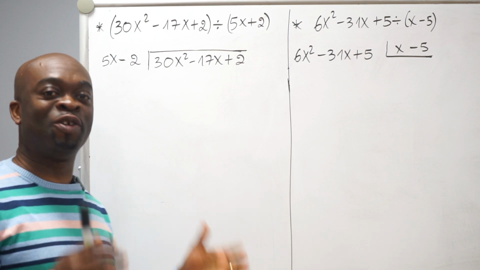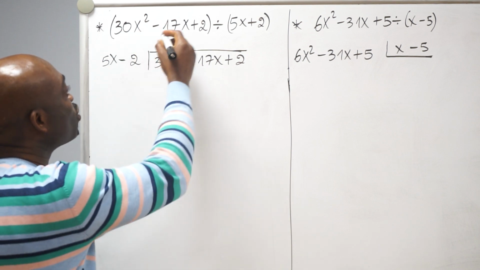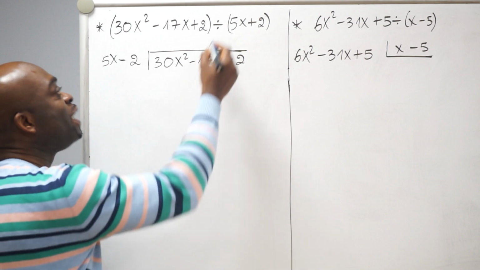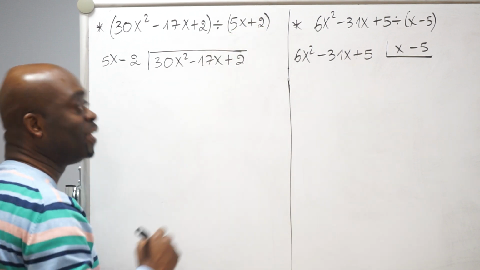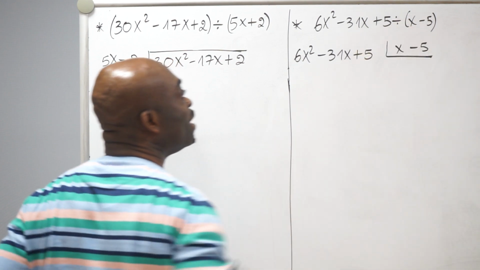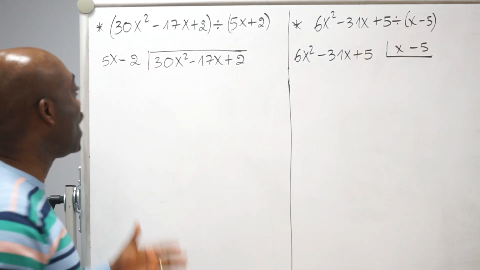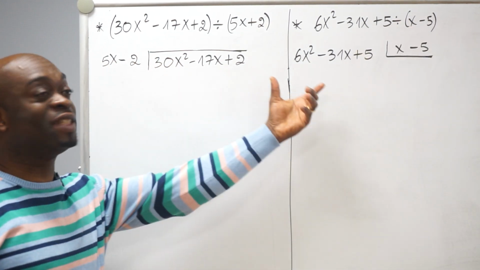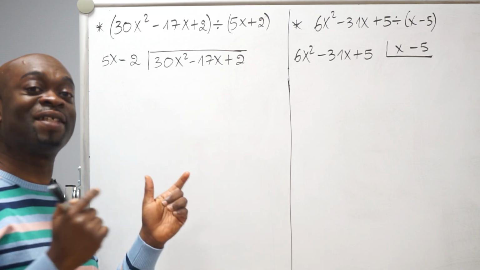Guys, we're dividing polynomials here. We have 30x squared minus 17x plus 2 that we're dividing by 5x plus 2. And here we have 6x squared minus 31x plus 5 divided by x minus 5. So as you can see, we set it up in a different way, but still get the same answers.